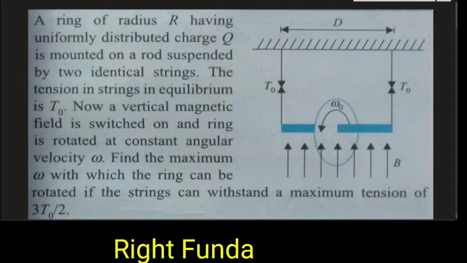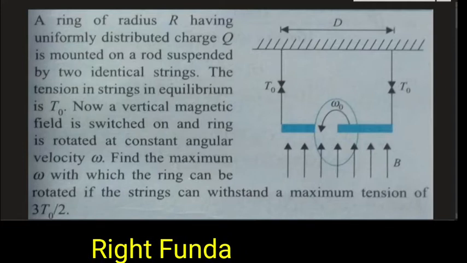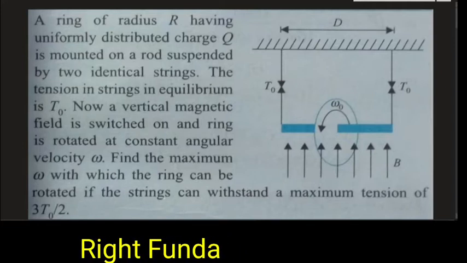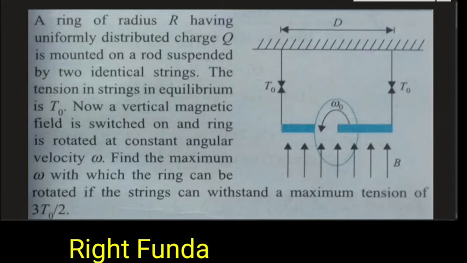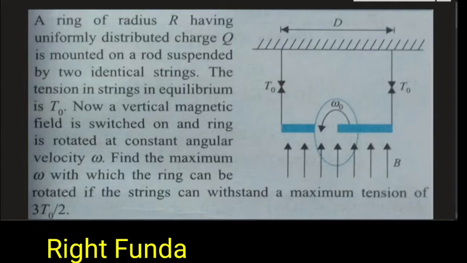This is the data given, and what is the question asking? Find the maximum omega with which the ring can be rotated if the strings can withstand a maximum tension of 3 T naught by 2.